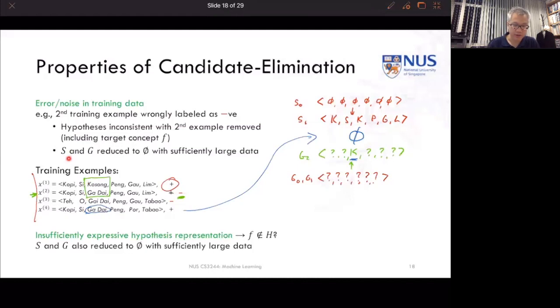And so you can see the specific and general sets are going to be reduced to null with sufficiently large data here. Actually, not very large, just three examples, right? So this one, and this one is enough to show that it wouldn't converge. And that's going to be the case even where our target concept is actually not even in our hypothesis set, right? So our S and G are going to be reduced to null in the face of sufficiently large data there too.